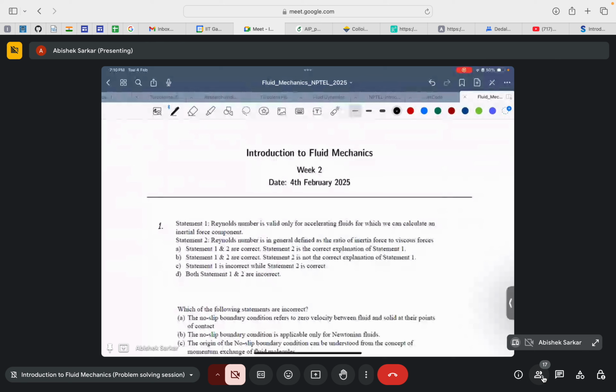So the first question is again a statement type question. You need to say whether the statements are correct or not, and whether statement two supports statement one. The first statement is: Reynolds number is valid only for accelerating fluids for which we can calculate the inertial force component. The second statement is: Reynolds number is in general defined as a ratio of inertia force to viscous force. Which of the options are correct?